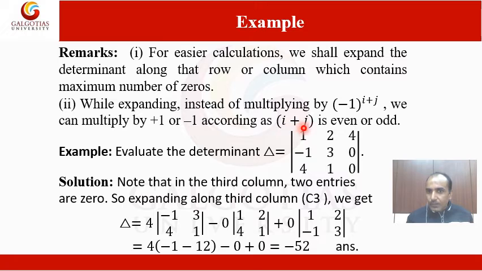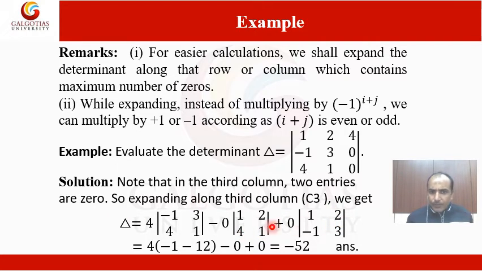Second element is 0 and the position of this element is second row and third column. So 2 plus 3 is odd, so we write multiplied here minus 1. And this 0 is lying in second row and third column. So we delete second row and third column and write the determinant of rest elements. So we write 1 2, 4, 1, and similar process for next element.